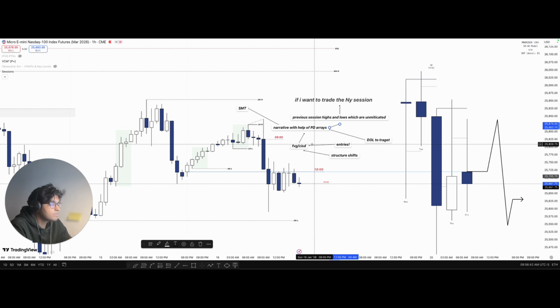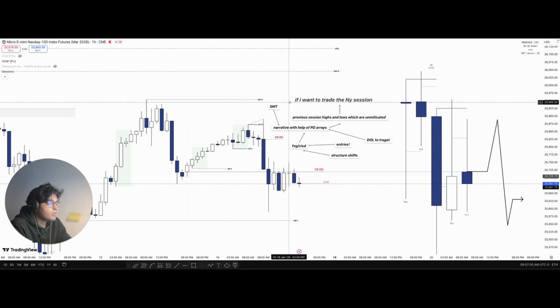How am I actually looking to take trades? How am I actually trying to get into the market? Understand which draw on liquidity I want to target. All this concept that I have written down here has been explained in the videos, right? So here I'll just be focusing on how I can make you understand all of this.